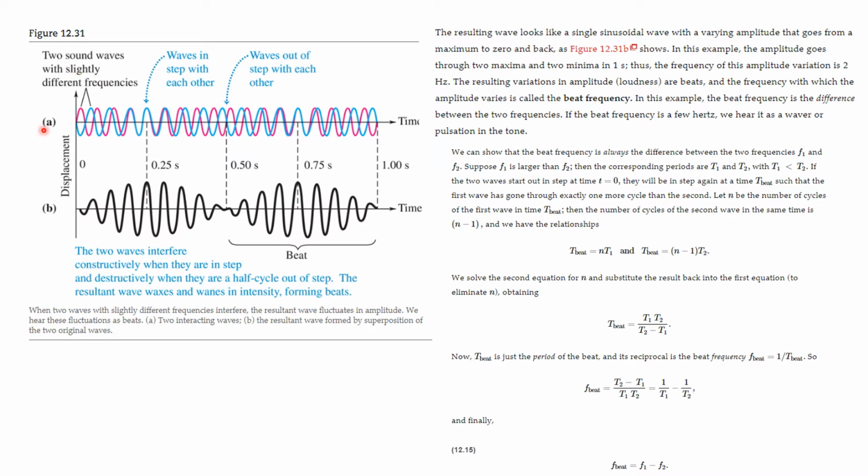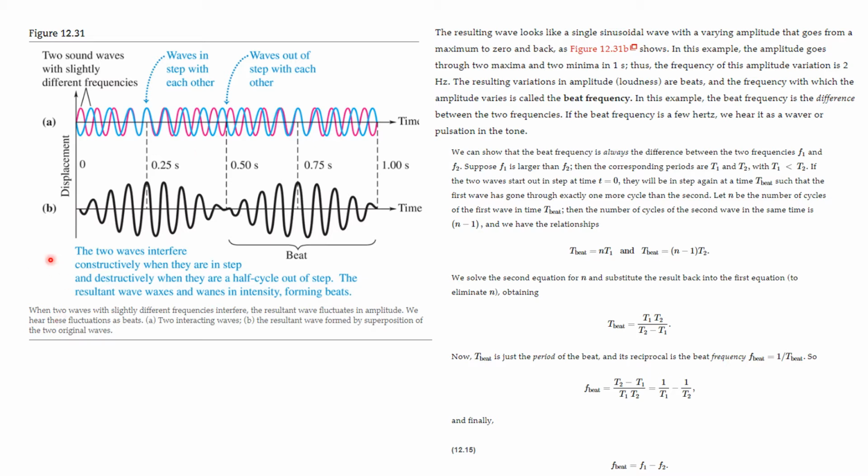So here we have a graphic of two sound waves, a blue one and a red one, with slightly different frequencies. And what happens is they will catch up with one another as they go along because the velocities of the waves will be different. And so sometimes they will be in step with each other and they will add, and other times they'll be out of step with each other and they will subtract.